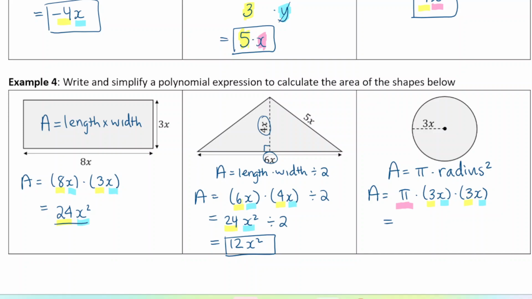So multiplying the numbers together, we would get 9. We're going to leave the pi there, and then we'll have x squared. So we have 9, from those two 3's multiplied together, we have the pi, and we have the x times x, which makes x squared.